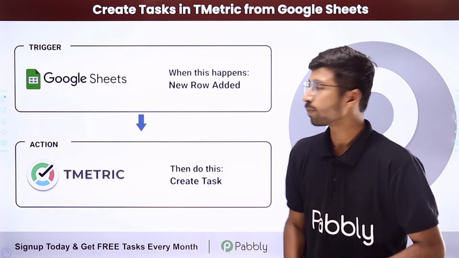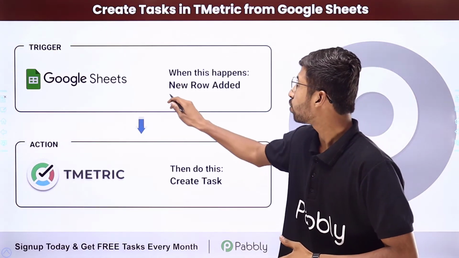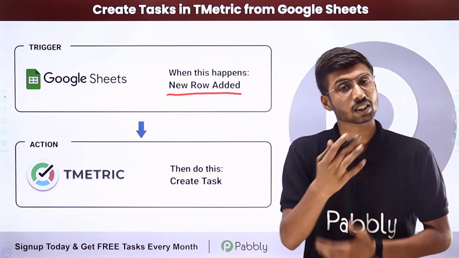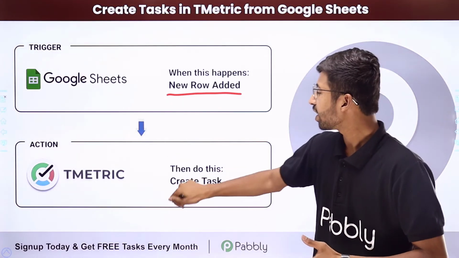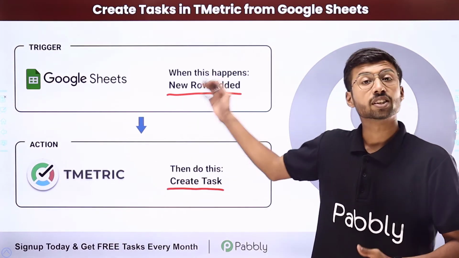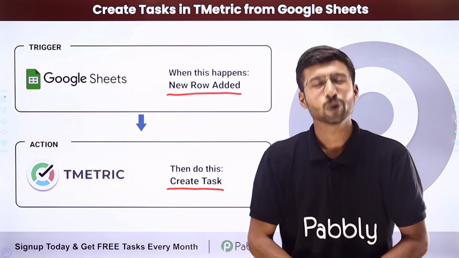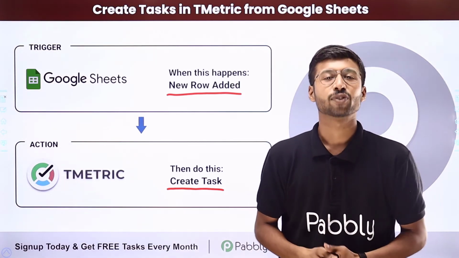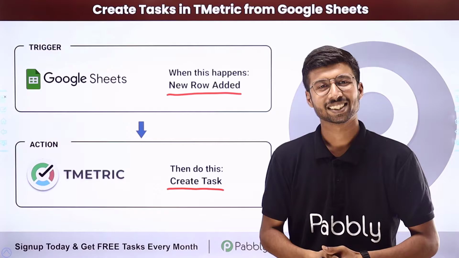So the trigger of this automation will be the addition of a new row into a Google Sheet with the task details. And the action will be creating a new task in TMetric using that same detail. Now, how can you set up this automation? To know this, you have to come with me to my screen.